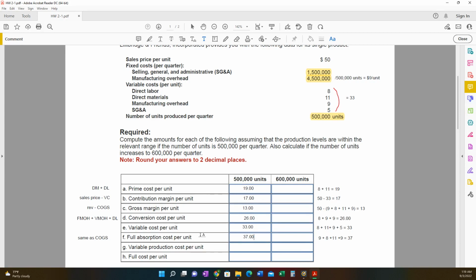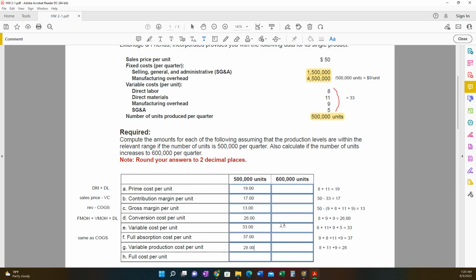Next is variable production costs. So we're not looking at fixed costs for this one, we're looking at variable. And then we have to determine which costs were incurred to produce the item. So for the variable costs, we have direct labor, direct materials, manufacturing overhead, and SG&A. The first three are used to produce the unit, and then SG&A is not incurred to produce a unit, but rather to sell the unit. So we're not going to include SG&A in this amount, but we include the other three. So we have 8 plus 11 plus 9 equals 28.